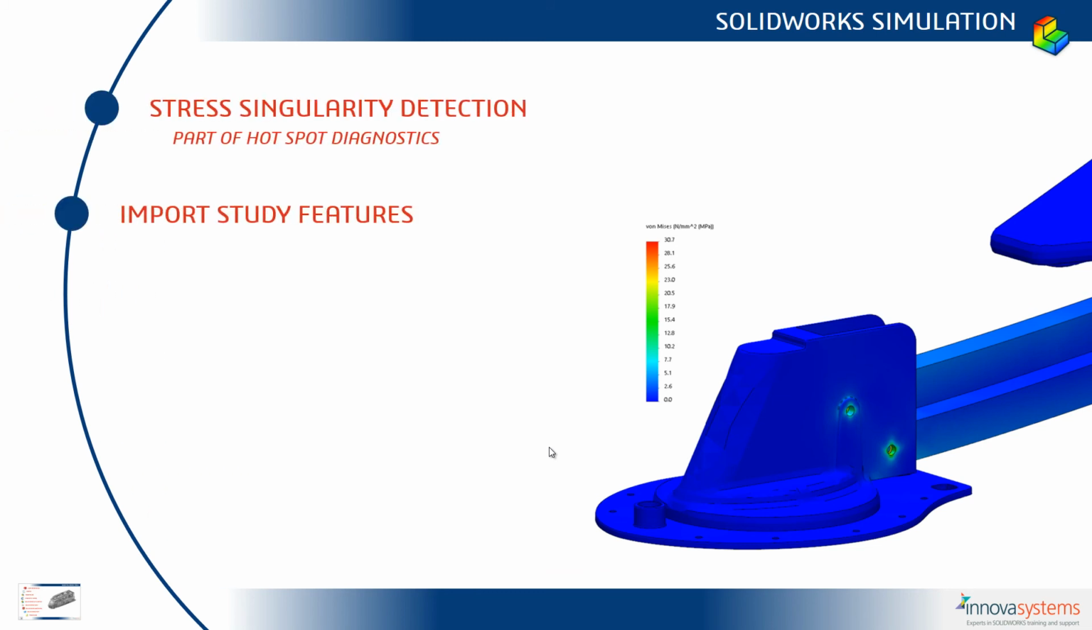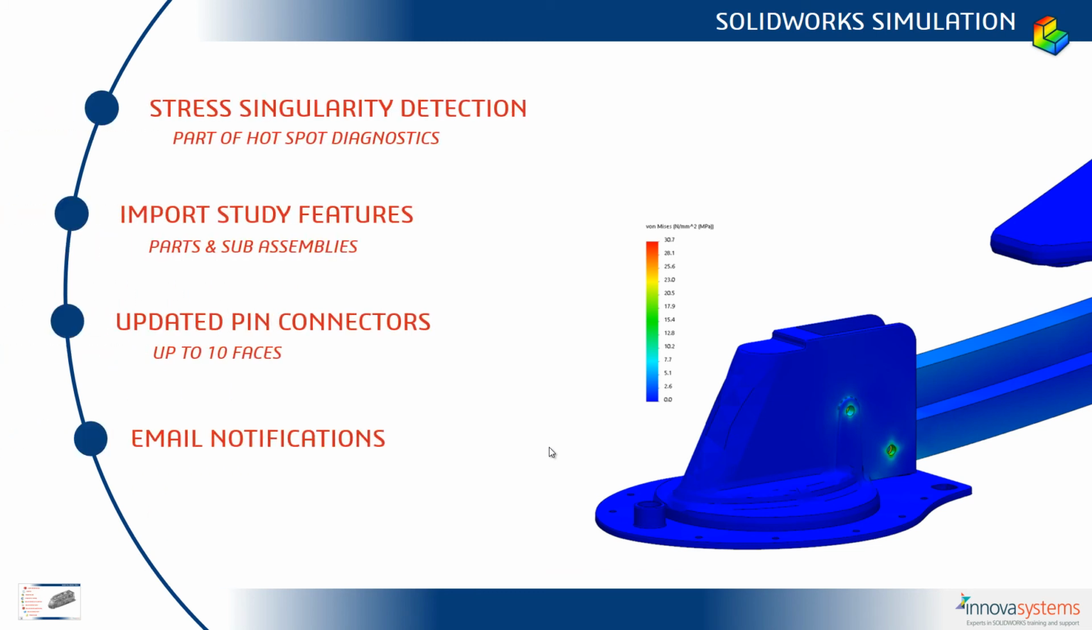So switching back to the PowerPoint, we see a new stress singularity detection tool, which is part of Hotspot Diagnostics. We can import study features from lower level parts and subassemblies. We've updated pin connectors, so we can now select up to 10 faces, and we have email notifications to let you know when your study is complete.